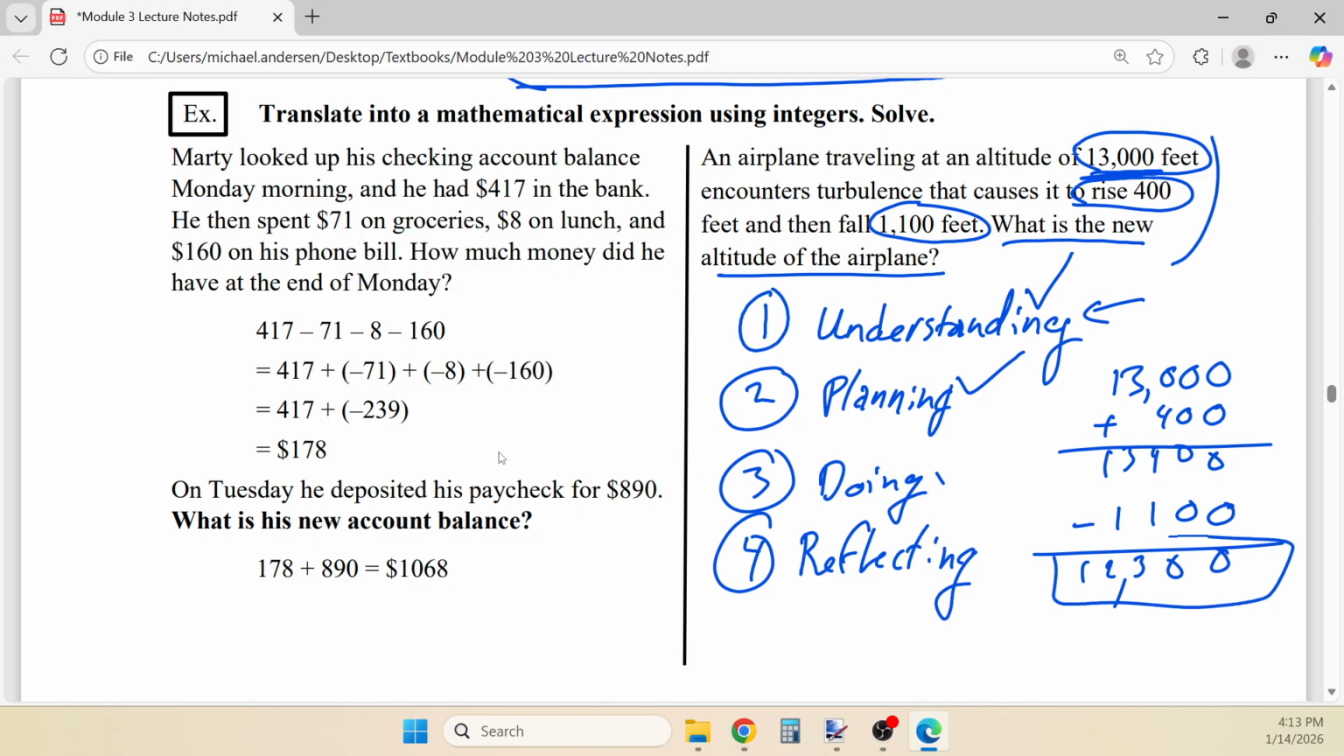And this is my answer. I've now done the problem. Make the 2 look more like a 2. There we go. And now I reflect and I say, is there any way I could have done this better? Any way I could have done it more easily?